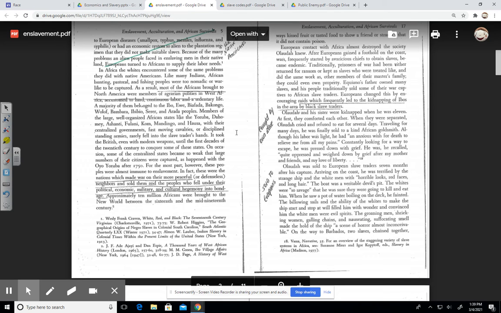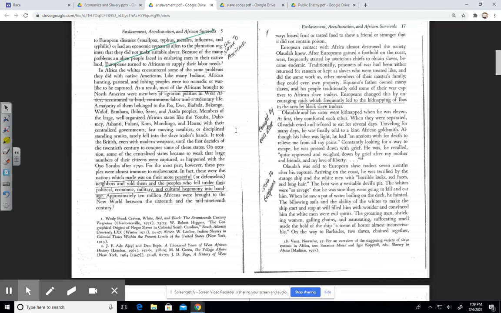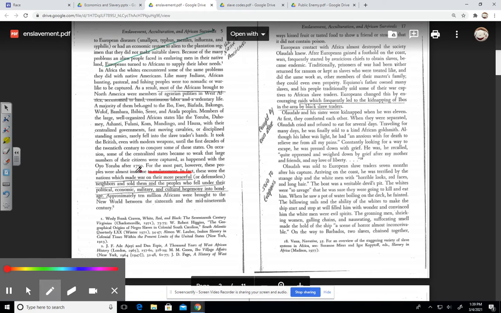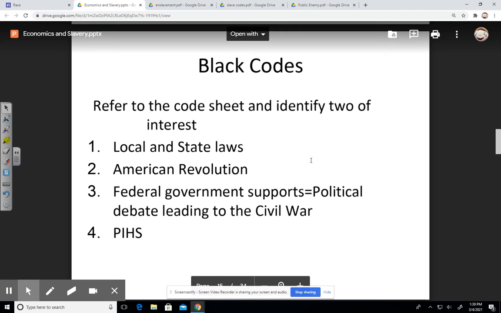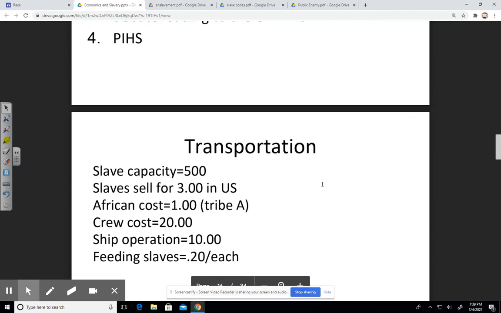Also in the last screencast, the reference to the involvement of the slave trade on the part of Africans going into the interior. So this is from the book, I believe, by Lerone Bennett, Before the Mayflower, who uses this particular argument. Here they talk about selling people who fell under their political, economic, military, cultural hegemony into bondage. So we have Africans also participating in the transatlantic slave trade. Anyway, so let's get back to the economics here.